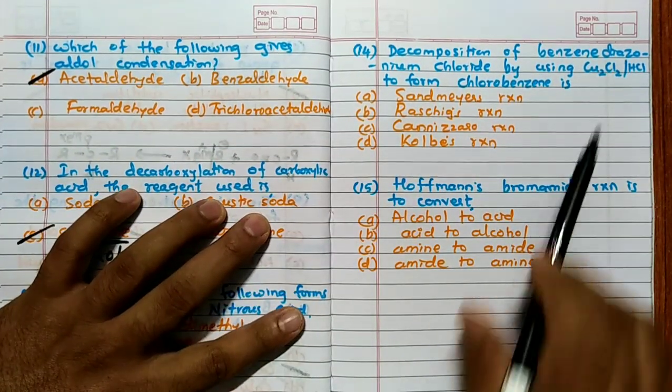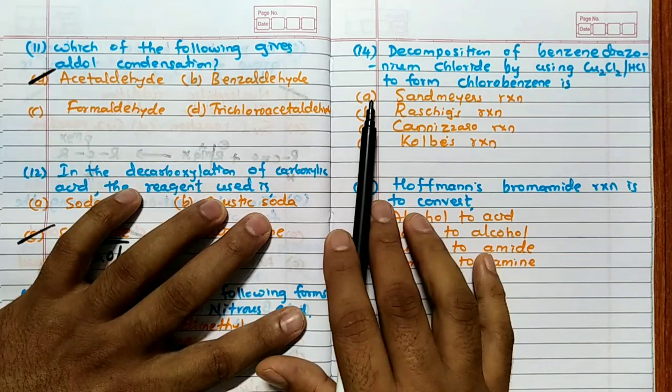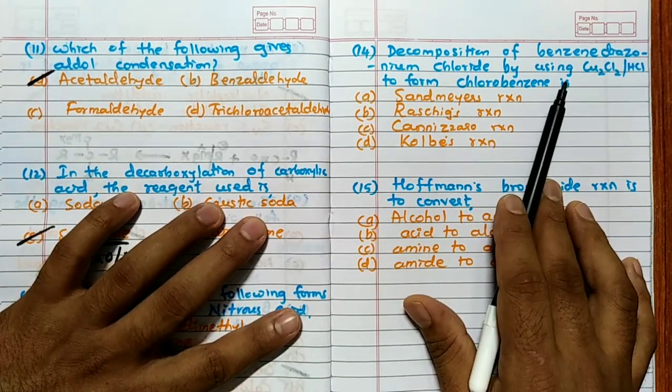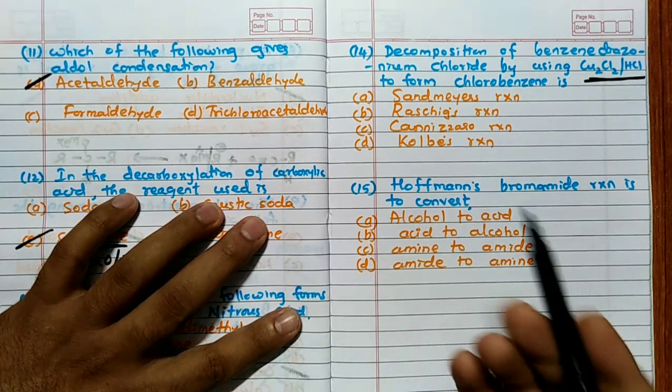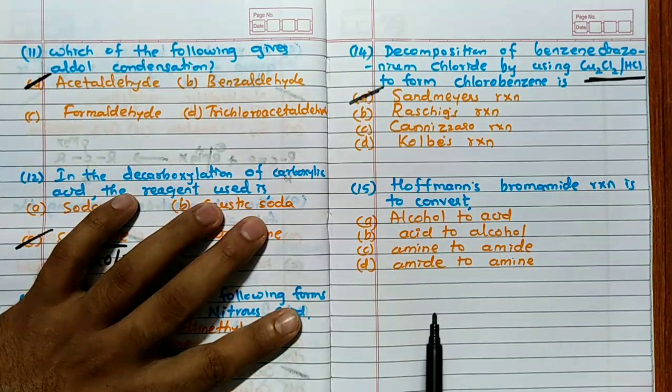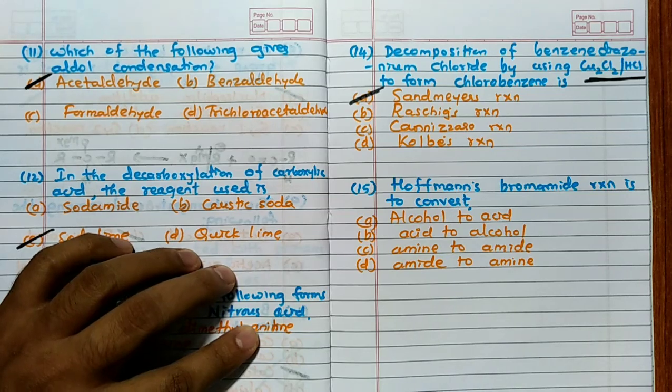Decomposition of benzene diazonium chloride by using Cu2Cl2 and HCl to form chlorobenzene. So Cu2Cl2, whenever you see this, this is the reaction which is Sandmeyer's reaction. Remember, Sandmeyer's reaction, very simple question.